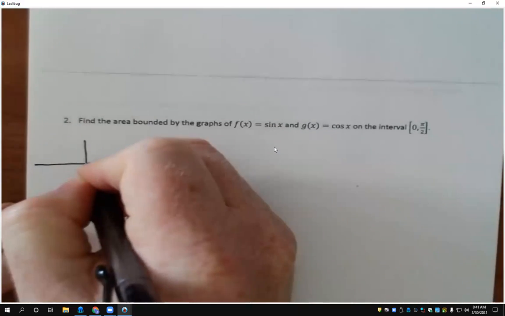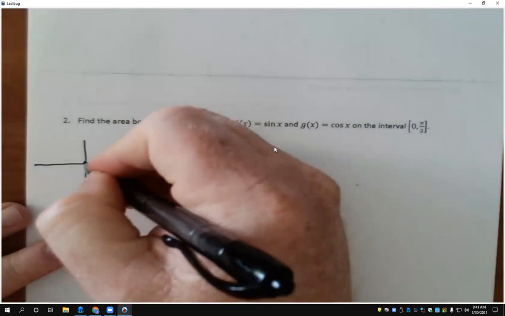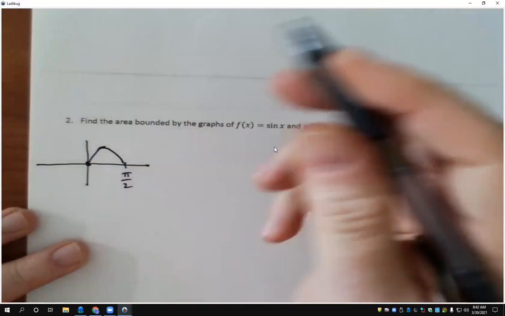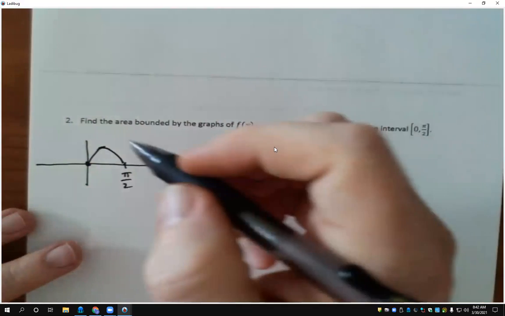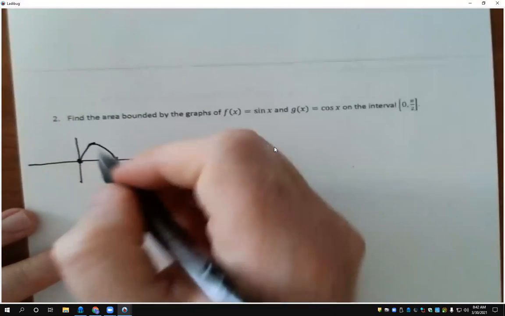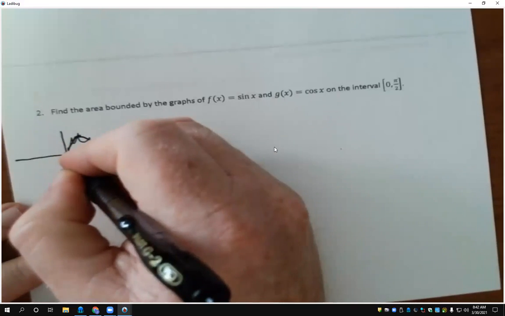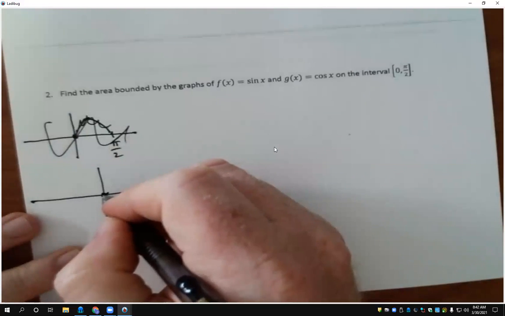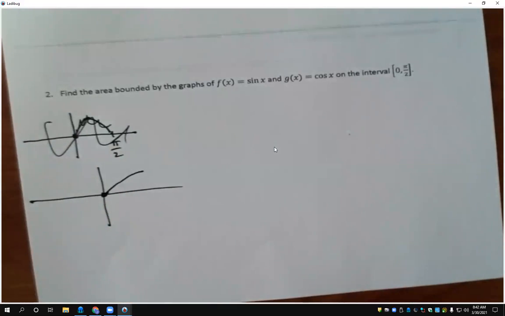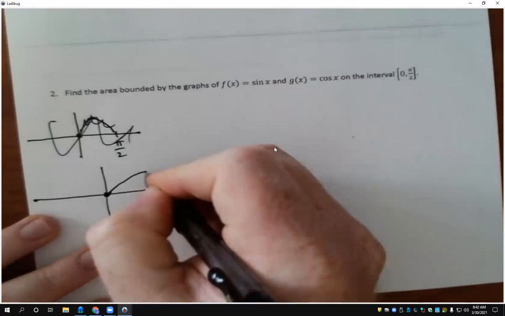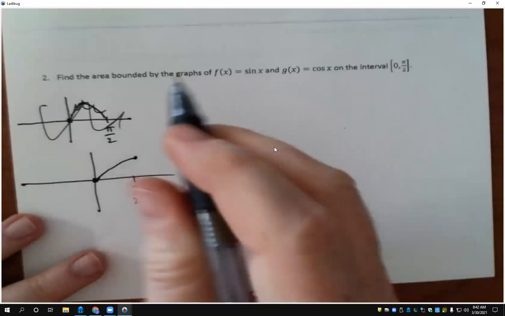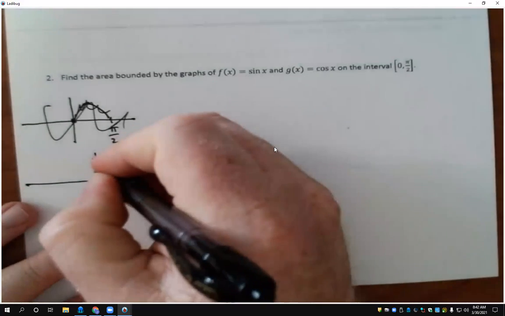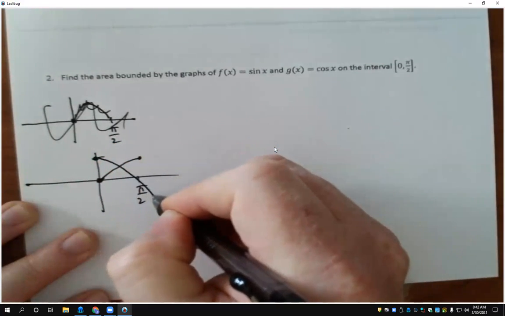So the sine graph is going to start at 0, 0. It's going to go up, and then it's going to turn, and at pi over 2, that's not right. Let's start all over. Here's 0, and sine is going to go to pi over 2 and be up here. Okay, so here's pi over 2. It's at 1 at pi over 2. Cosine is going to start at 0, 1, and at pi over 2, it's going to go here. Okay, so we're doing that.